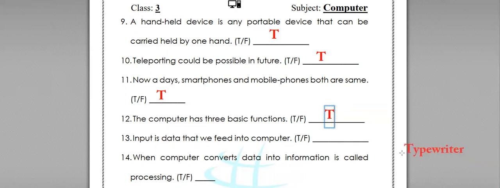By the way, processing is the conversion of something. Now, input is the data that we feed or store or enter into the computer. Yes, it's true. When the computer converts data into information, it's called processing. As I told you, it's some kind of conversion. Conversion means changing one thing into another thing. So when the computer changes data into information, it's called processing. Yes, it's true.